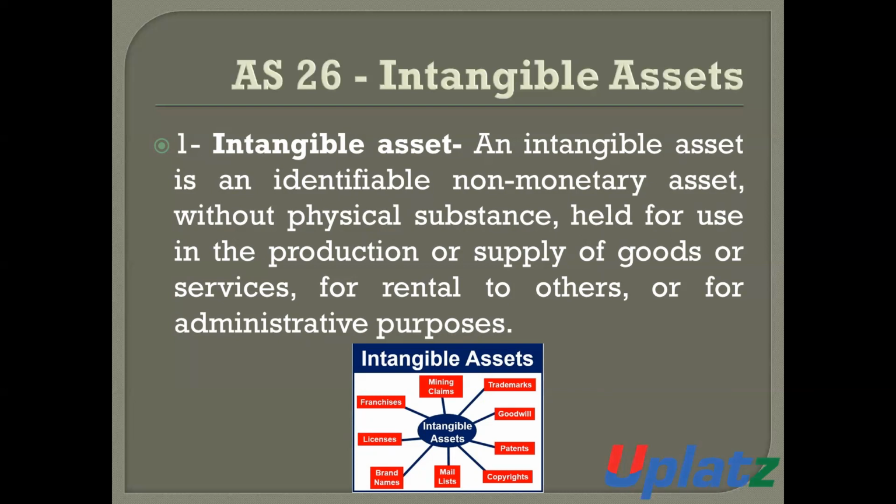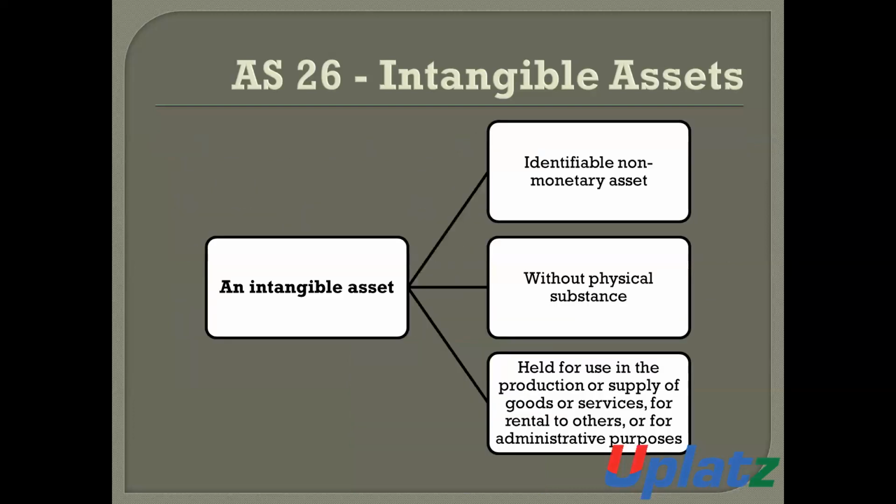Intangible assets do not have any physical substance. They are used for the production of goods or services, for rental purposes, or for other administrative purposes. Intangible assets include franchise, trademark, goodwill, patent, copyright, brand name, and so on.